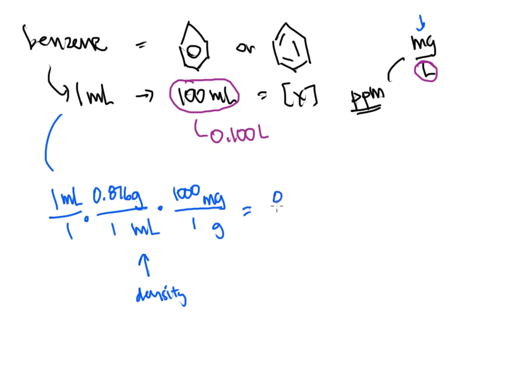In the calculator, if you need it, put it in. You'll see that it will move the decimal 3 places. So 876 milligrams is what I've got. All right, so 876 milligrams of benzene is what I have added into that flask, and I have put that into the presence of 0.1 liter, or 100 mL.